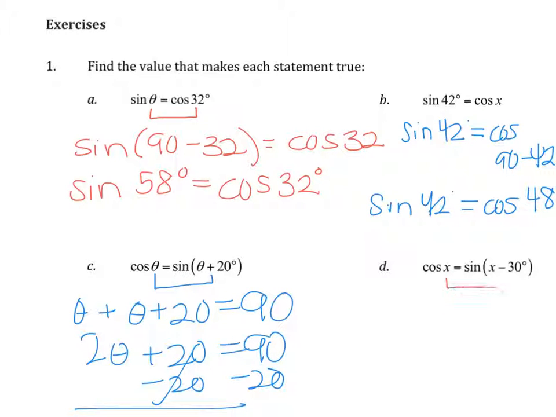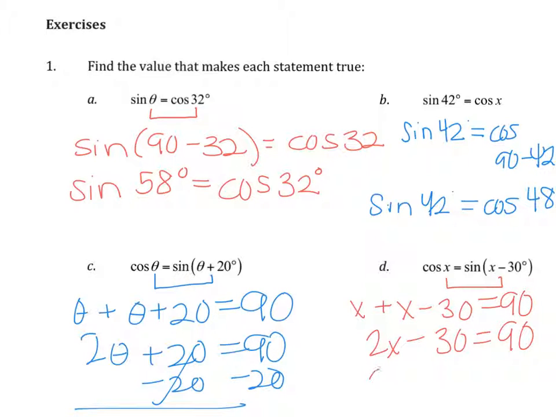Again, take the two angle measures, set them equal to 90, solve for x. Go back and substitute in. So cosine of 60 is equal to sine of 60 minus 30, which is 30.